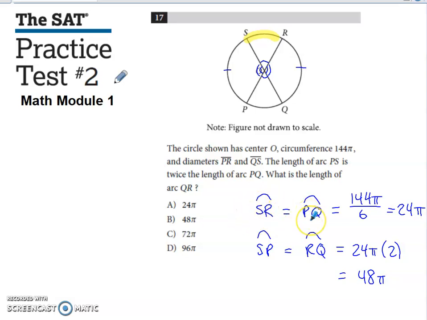Arc SR and arc PQ have to equal each other, and then arc SP and arc RQ have to equal each other. Now they tell us that the length of arc PS, so this bigger arc length, which we have two of present within this circle, is twice the length of arc PQ, so that shorter arc. So what I did is I kind of drew some dividers here.